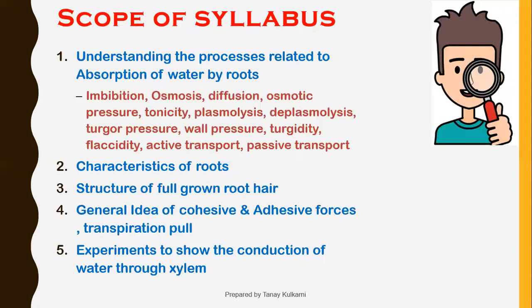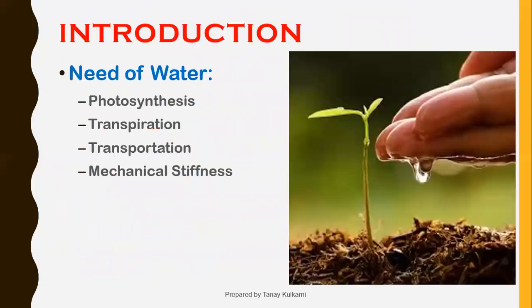which include different types of processes: imbibition, osmosis, diffusion, osmotic pressure, tonicity, plasmolysis, and so on. We will also discuss the characteristics of the root, the structure of a full-grown root hair, a general idea of cohesive and adhesive forces, along with transpirational pull, and close to 4 different experiments which prove that water is conducted through xylem. Let's begin one by one.